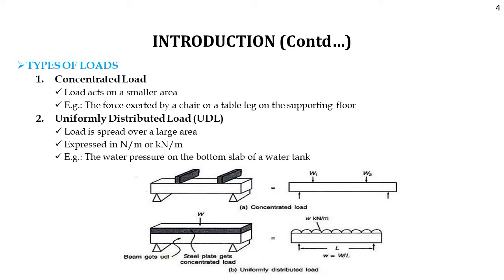Here these two loads acting on the beam can be represented as W1 and W2. The second is UDL or uniformly distributed load, which is spread over a large area. Load is expressed in Newton per meter or kilonewton per meter. Example, the water pressure on the bottom slab of a water tank. For convenience, UDL is always converted into its equivalent concentrated load acting at the center of gravity of the loading. For example, in the figure, W kilonewton per meter UDL is acting on the beam of length L. It can be converted into an equivalent point load of WL kilonewton acting at the middle of the beam.